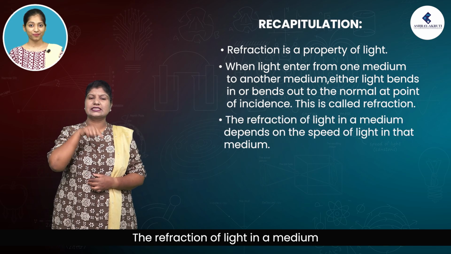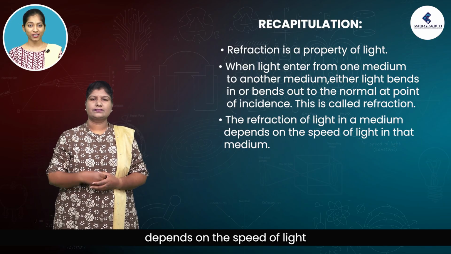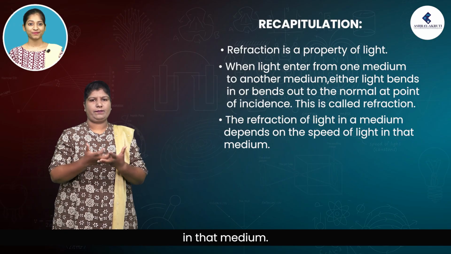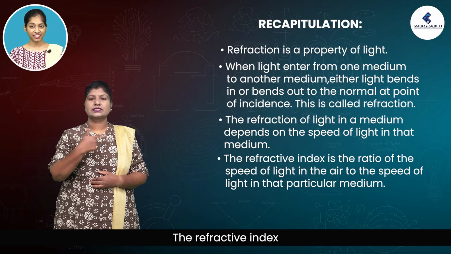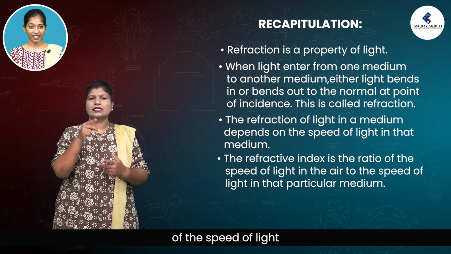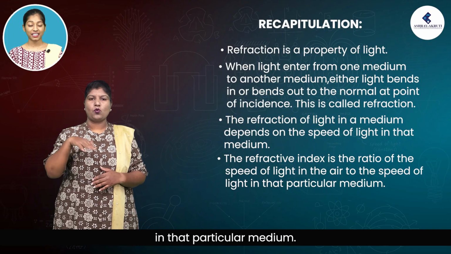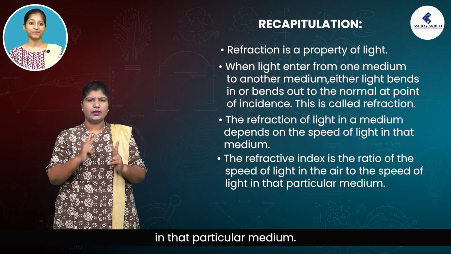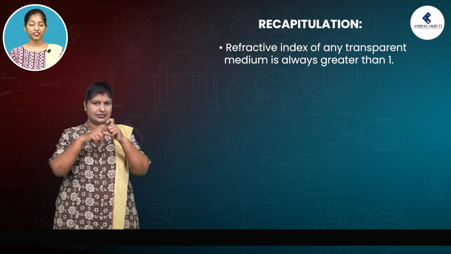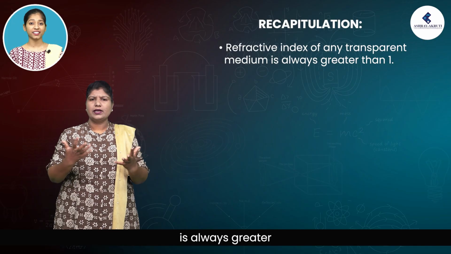The refraction of light in a medium depends on the speed of light in that medium. The refractive index is a ratio of the speed of light in the air to the speed of light in that particular medium. Refractive index of any transparent medium is always greater than 1.